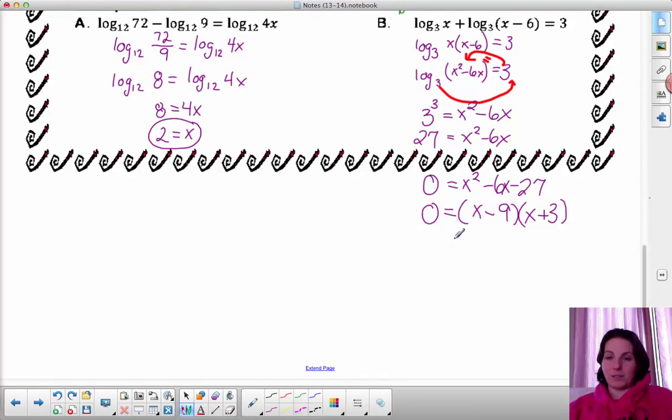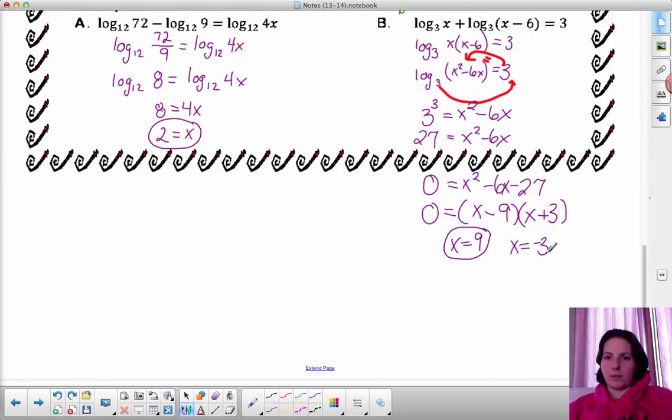That means that we potentially have two answers here. We could have x equal to 9. We could have x equals negative 3. And we just have to double check that neither of these answers causes us to be taking a logarithm of a negative value. So I plug in 9, log base 3 of 9, that's a positive. 9 minus 6, that's 3. So 9 definitely works. No problems there.